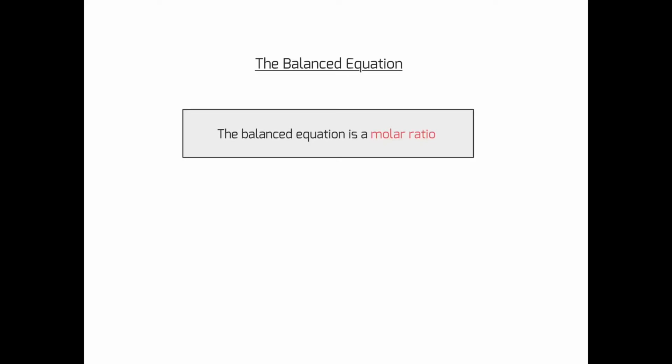So we touched on stoichiometry in a previous lesson when we learned how to convert between grams and moles of a substance. But in this lesson we're going to cover stoichiometry in much more detail. The key to converting between one substance and another is the balanced equation. And that's because the balanced equation is a molar ratio of one substance to another substance.